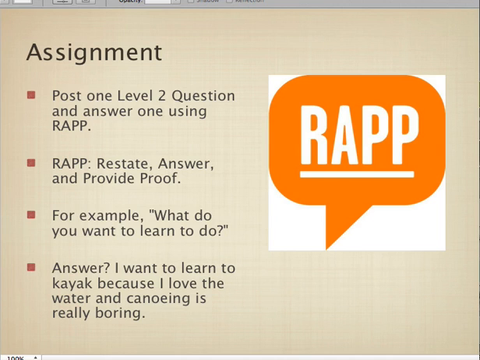You are going to post one level 2 question and answer one using WRAP. Remember, that's restate, answer, and provide proof. An example of a question would be, what do you want to learn to do? The answer would be, I want to learn to kayak. That's my answer and restatement. Because I love water and canoeing is really boring. That's my provided proof.